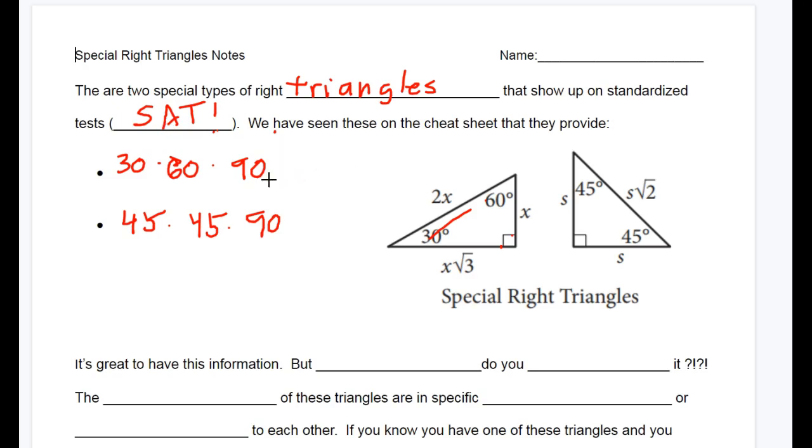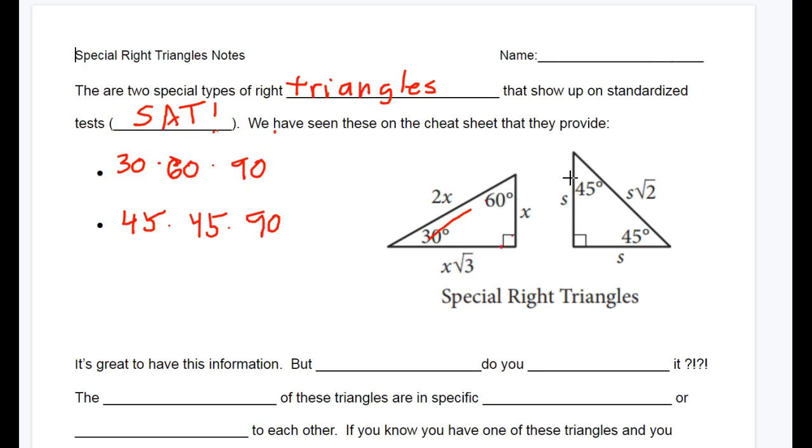You see here you've got x, 2x, and x square root of 3. That simply means that when you have this kind of triangle, these sides are always going to be in this proportion. This first side is going to be x. This is twice the length of this side. Remember that twice length is always opposite the 90-degree angle. And this side opposite the 60-degree angle is going to be this length times the square root of 3.